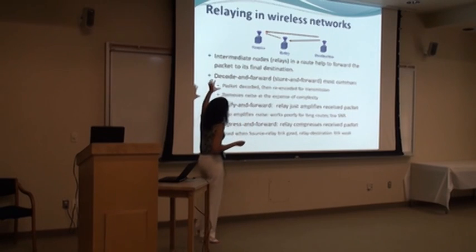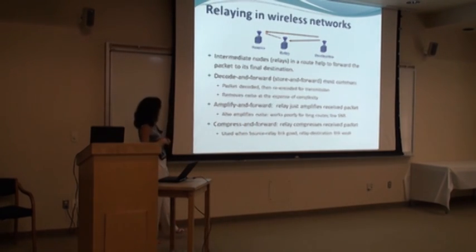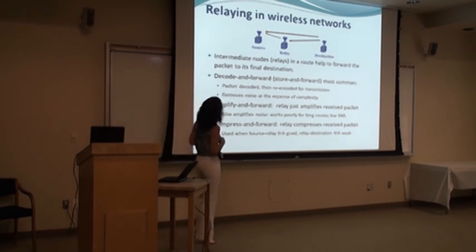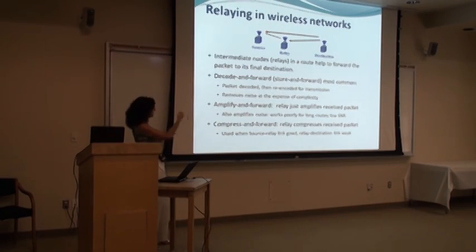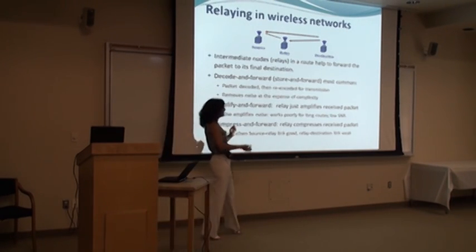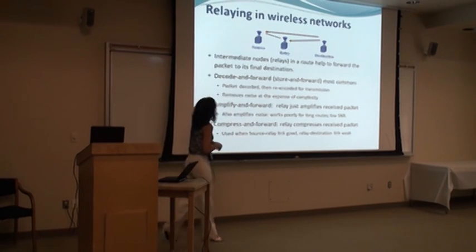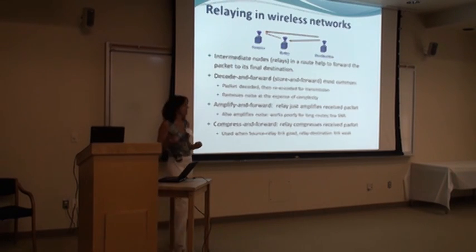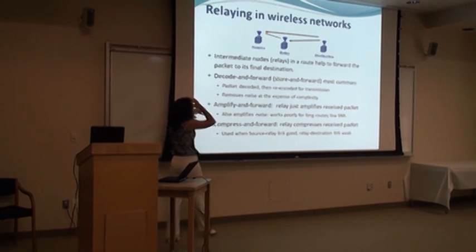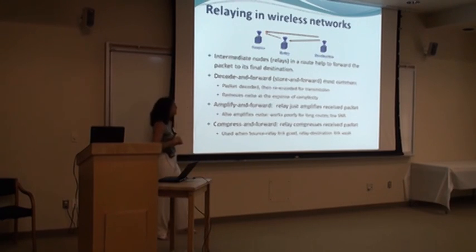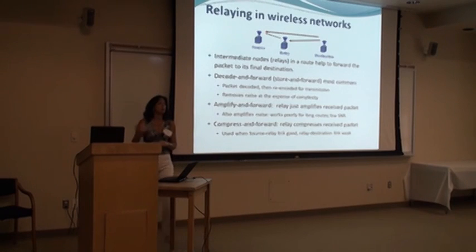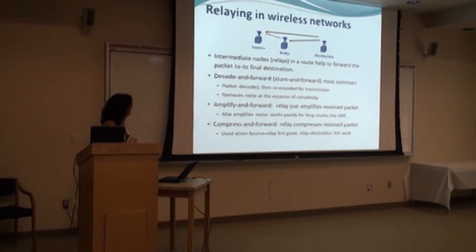There are also different ways of doing relaying. Decode and forward is pretty much the most common one used in practice. The relay receives the information from the source, decodes it, and then forwards it on to the final destination. This removes noise at the expense of complexity and delay at the relay, because the relay has to decode. You can also use the relay just to do amplify and forward. Then the relay amplifies the received packets, but that also amplifies the noise, so this doesn't work so well for low SNR.